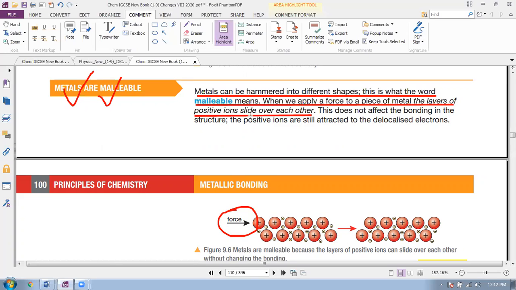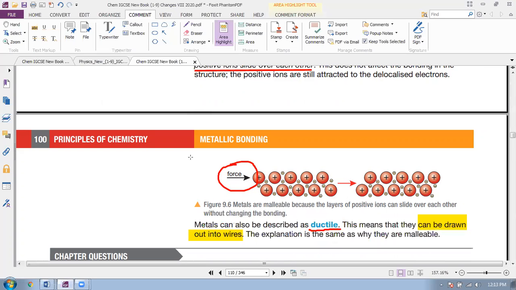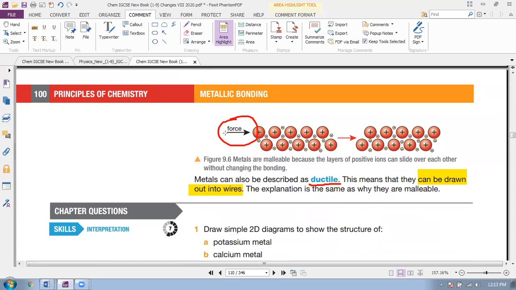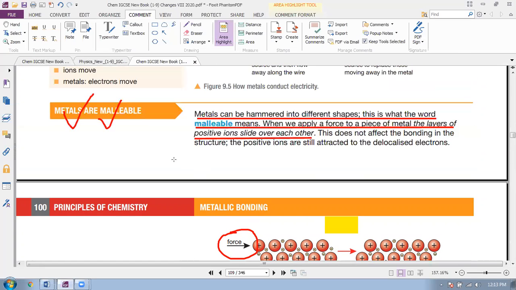You understand? So this is the thing, the positive ions and delocalized electrons. When a force is given, it bends, and this bending property is the malleability property. So a very important thing we learned today.